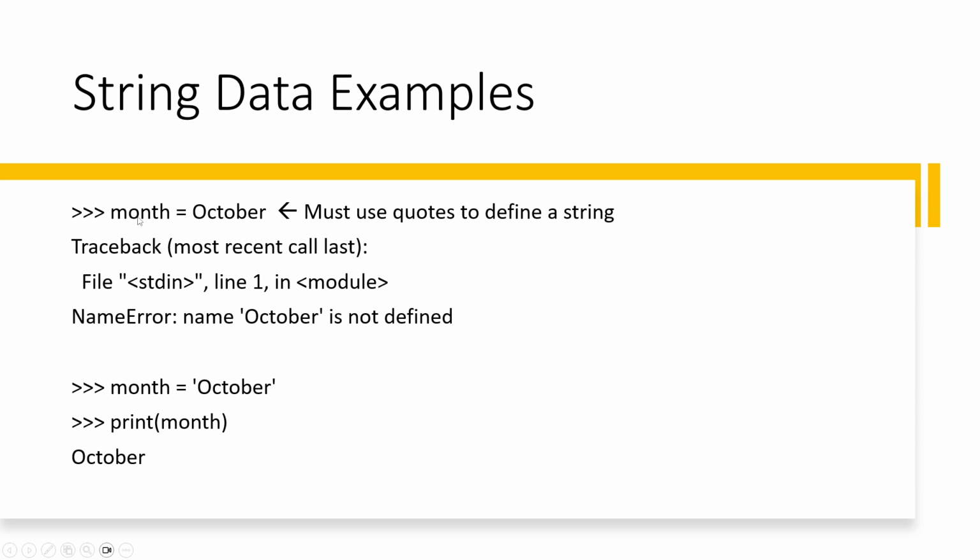So here's an example of a string data. If I'm defining a string, I have to put it in quotes. If I don't put it in quotes, it's going to think that I'm referencing a variable. And if the variable is not defined, then I'm going to get a name error. So what it's saying is you're trying to do something with October, but October is a variable and you haven't told me the contents of October. So if I go ahead and I define a variable month as being October, the string October, then I can print month, and it's going to say, okay, you want me to print whatever is contained in the variable named month.